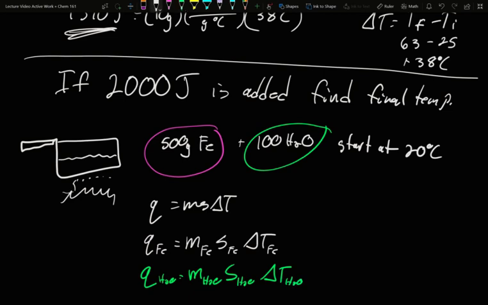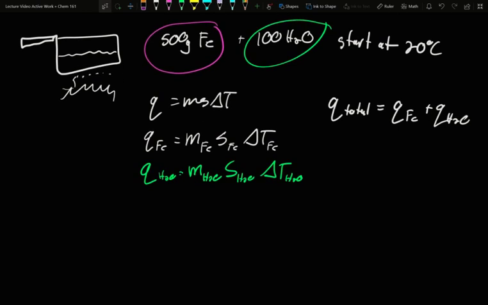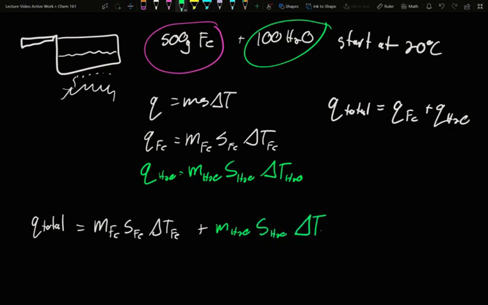Well, I only have so much energy to put in, so my Q total must be what goes into both of them. I only have 2,000 joules. It's going to spread out between the two materials. So I could rewrite this a little bit. My Q total must equal the mass of the iron, the S value of the iron, and the delta T of the iron, plus the mass of the water, the S value of the water, and the delta T of the water.